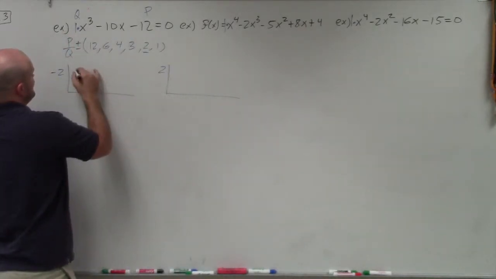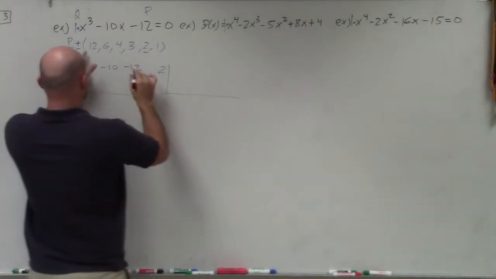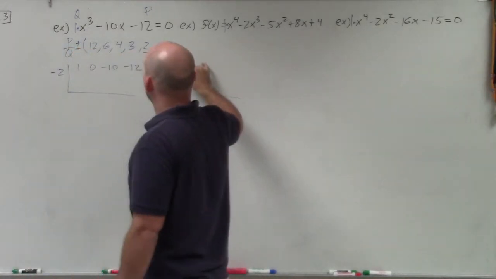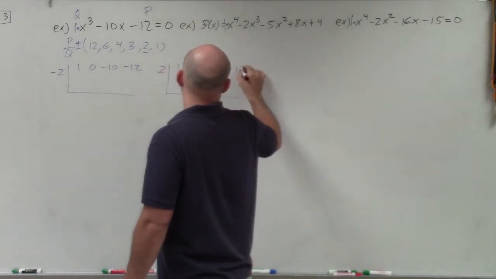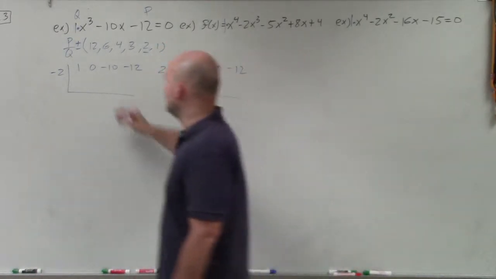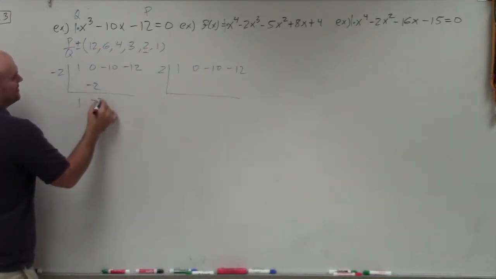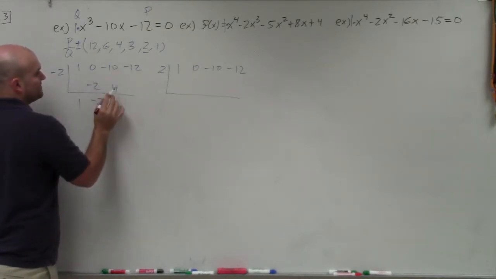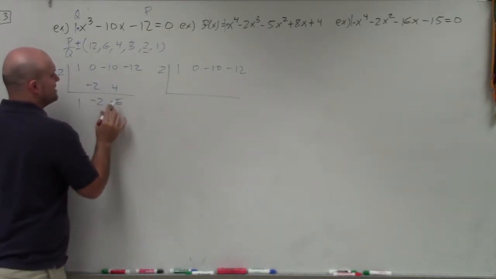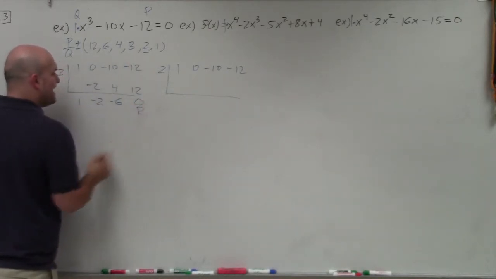So again, set up the same thing. 1, 0, negative 10, negative 12. Let's do negative 2. So let's bring down the 1. 1 times negative 2 is going to be a negative 2. 0 plus negative 2 is negative 2. Negative 2 times negative 2 is going to be a positive 4. Negative 10 plus 4 is going to be a negative 6. Negative 6 times negative 2 is a positive 12. Add those together, 0.